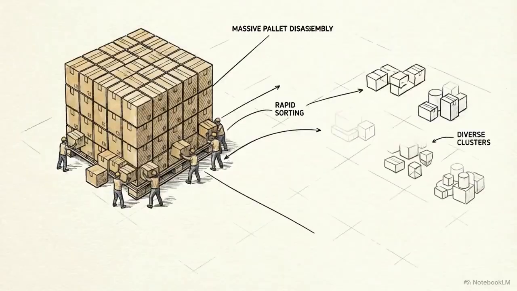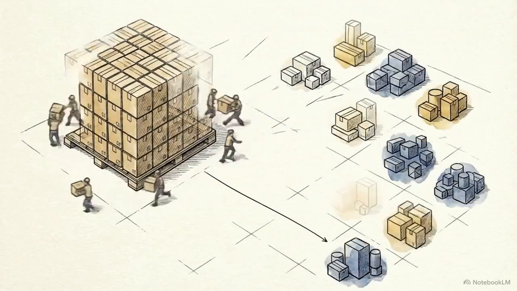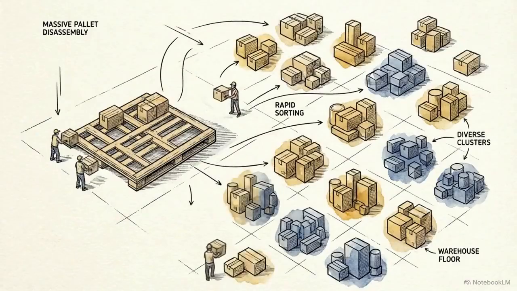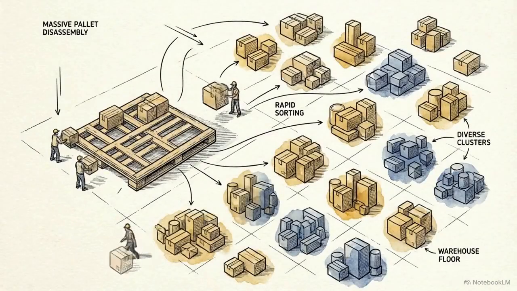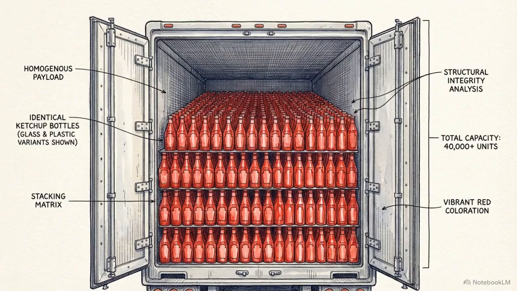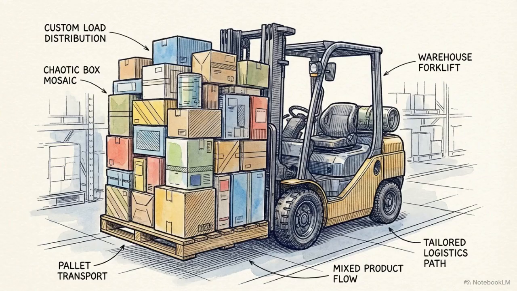Breaking bulk is the process of taking massive, homogeneous shipments from manufacturers and rapidly dismantling them into smaller quantities. A wholesaler might receive a semi-truck filled with nothing but single-brand ketchup. They break down those pallets and remix the product into thousands of diverse, custom loads tailored to fit the inventory needs of local grocery shelves.